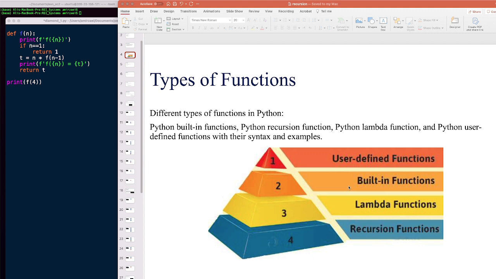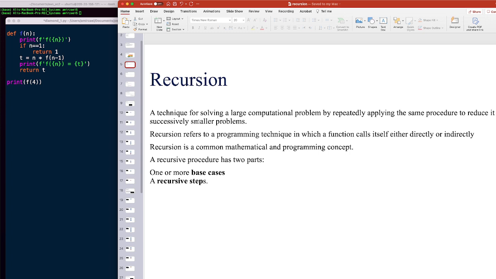For starters, we know there are different functions in Python: user-defined, built-in, lambda, and recursion. Well, we don't get into these functions. These are very simple, and even their names are descriptive enough for you to understand what they are about. We want to focus on recursion functions. All right, so let us see what recursion is.